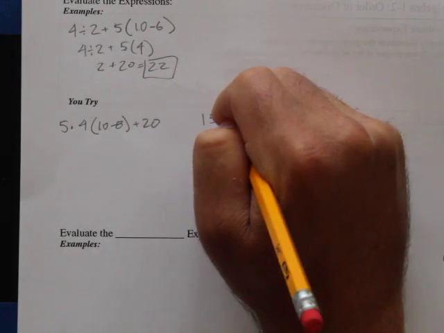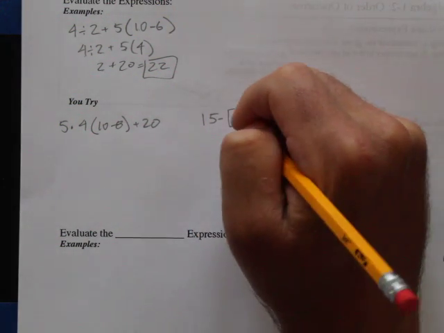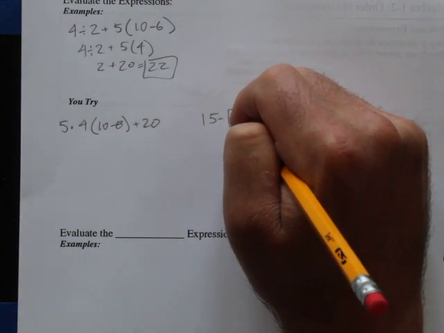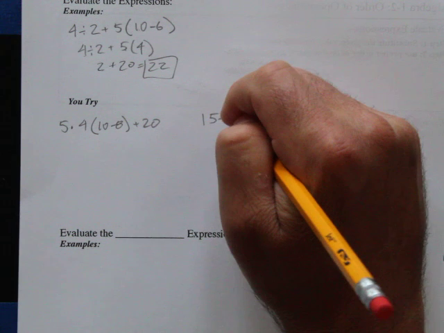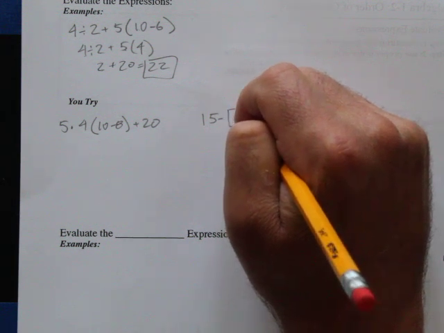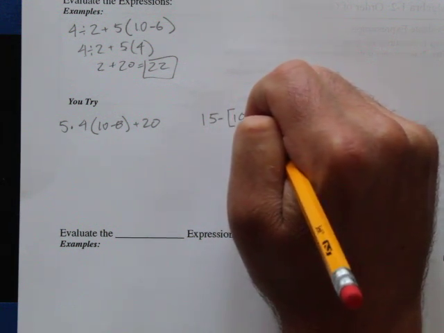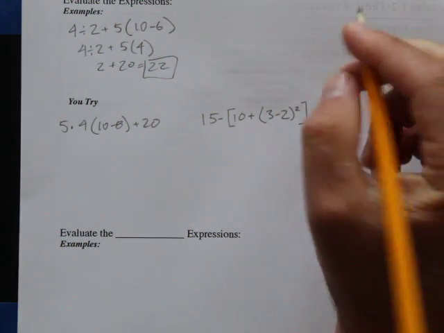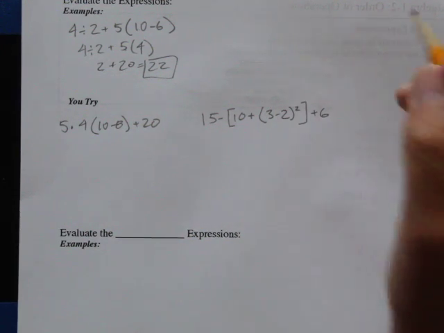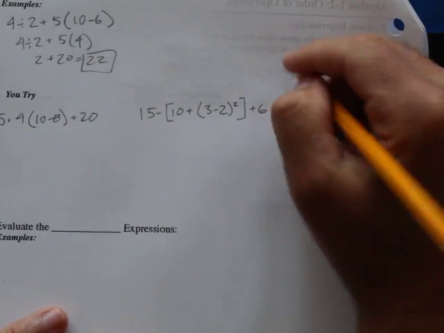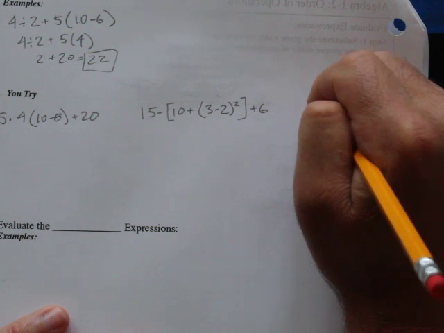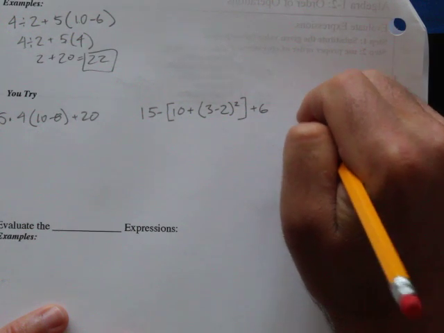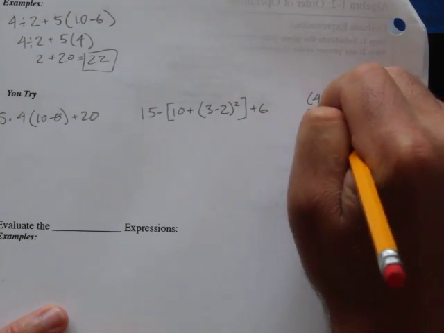15 minus, now I've got this special bracket. You'll see what that means in just a second. Plus, times, 15 minus this bracket here: 10 plus (3 minus 2) squared, hard bracket, plus 6. And one more: 4 plus 5 squared over 3 times (7 plus 4).